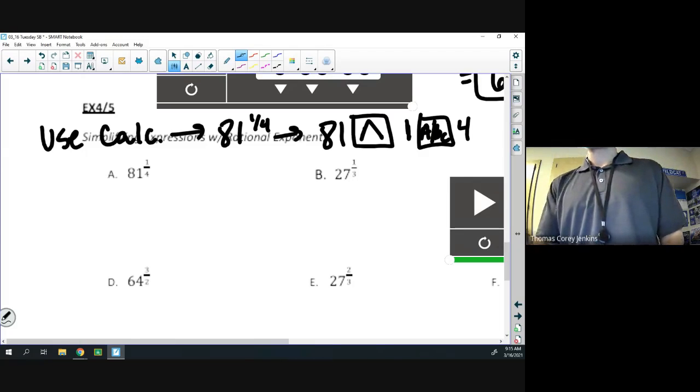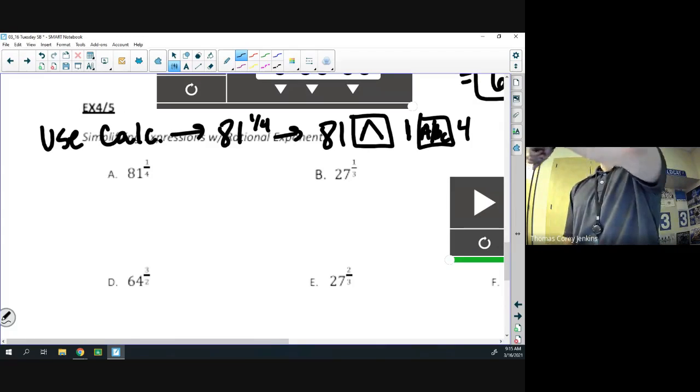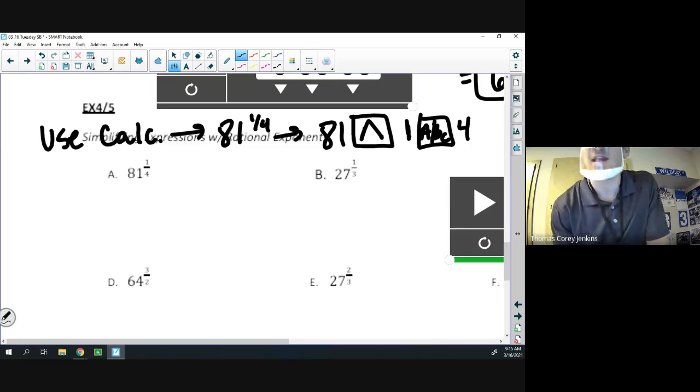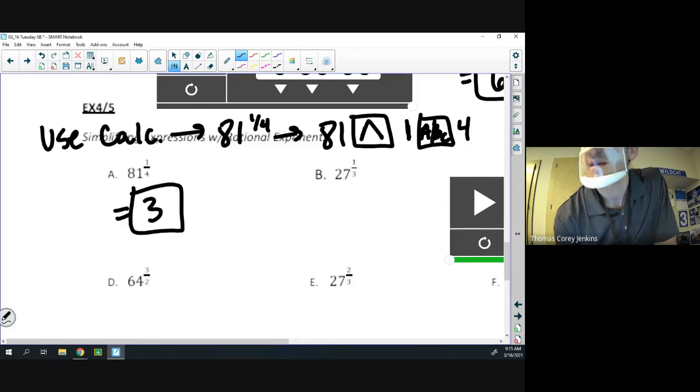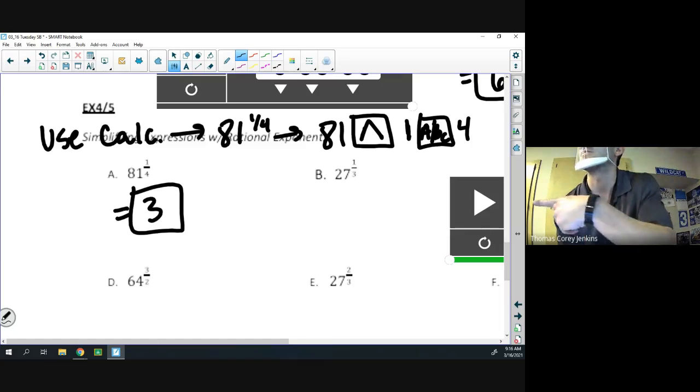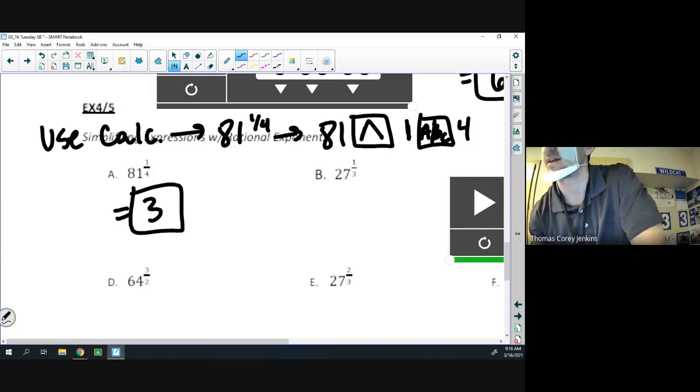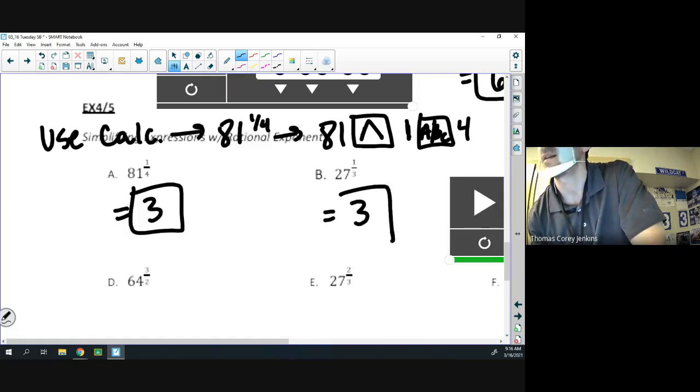Has anybody typed that in yet? What'd you get? 3 is what you should see. So that is equal to 3. What about 27 to the 1/3? You might type that in for me. I know Rory's got it. Anybody else? Madison, what do we get? That's 3 as well. Very good.